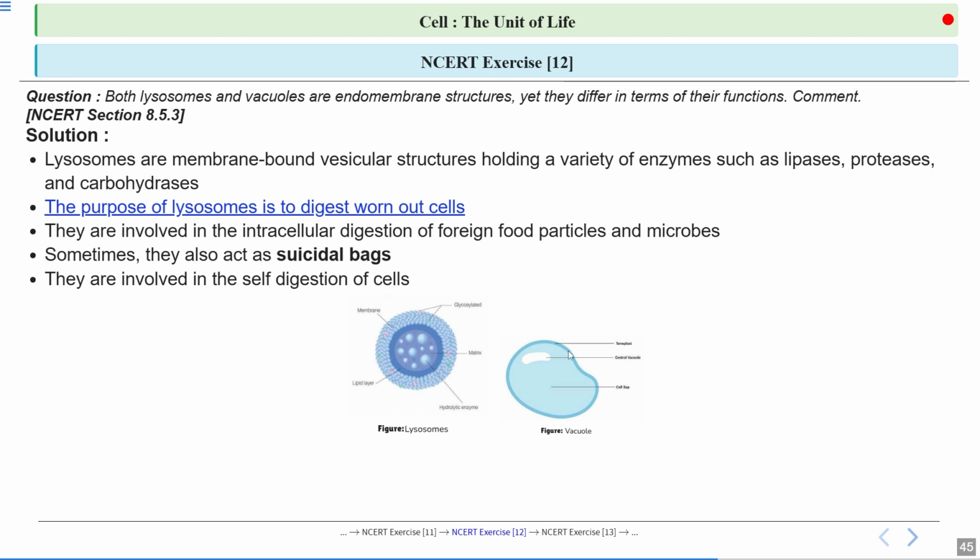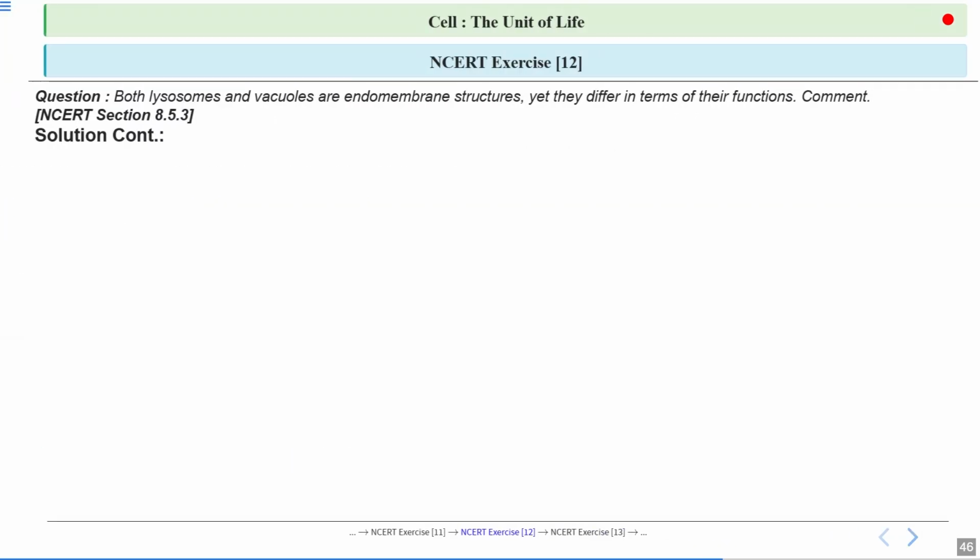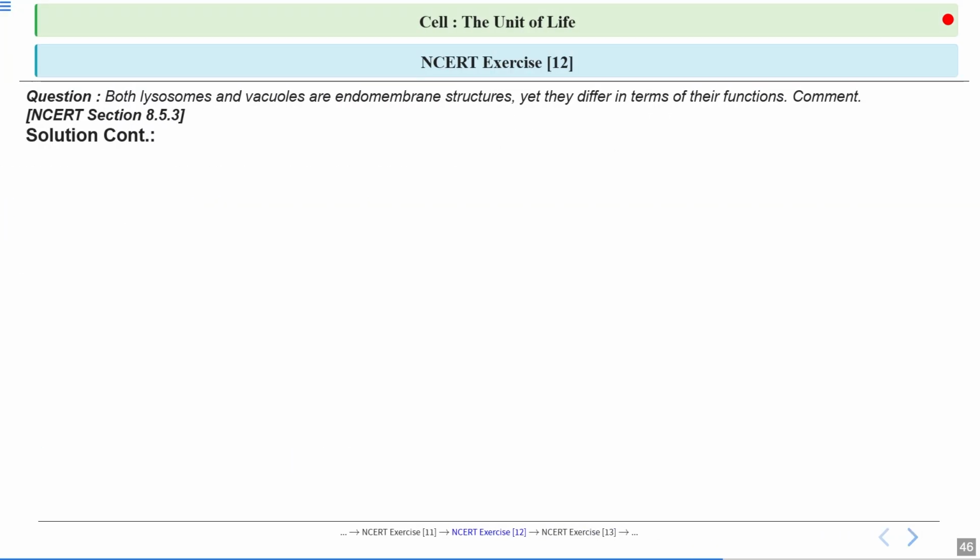Then you have these vacuoles. A vacuole is surrounded by a membrane known as the tonoplast. So vacuoles can also store certain molecules in them. There are different kinds of vacuoles as well, like gas vacuoles.